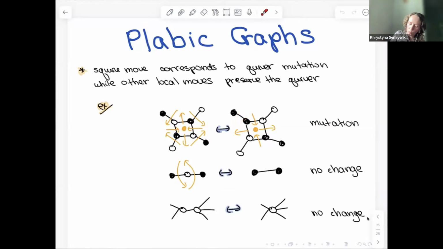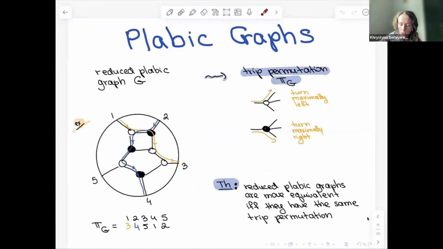So in this case, it's not so hard to see it's a mutation. Now, the other 2 local moves, where you remove a vertex of degree 1 or you contract an arrow, it's not so hard to see that this yields no change in the quiver. So the first one, the square move, is a mutation, and the others preserve the quiver. All right, so that's one piece of data.